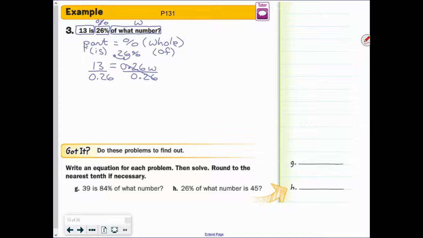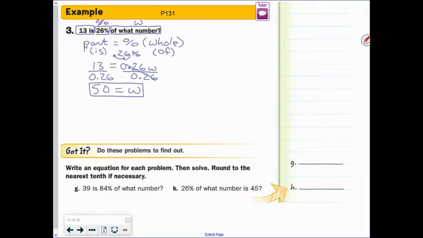0.26 divided by 0.26, that's going to equal 1. So I'm going to end up with the variable w all by itself on the right. And then I've got 13 divided by 26 hundredths. So 13 divided by 0.26 equals 50. So our whole in this problem is 50. Notice I do not include a percent sign. Notice I do not need to move a decimal point on this problem.